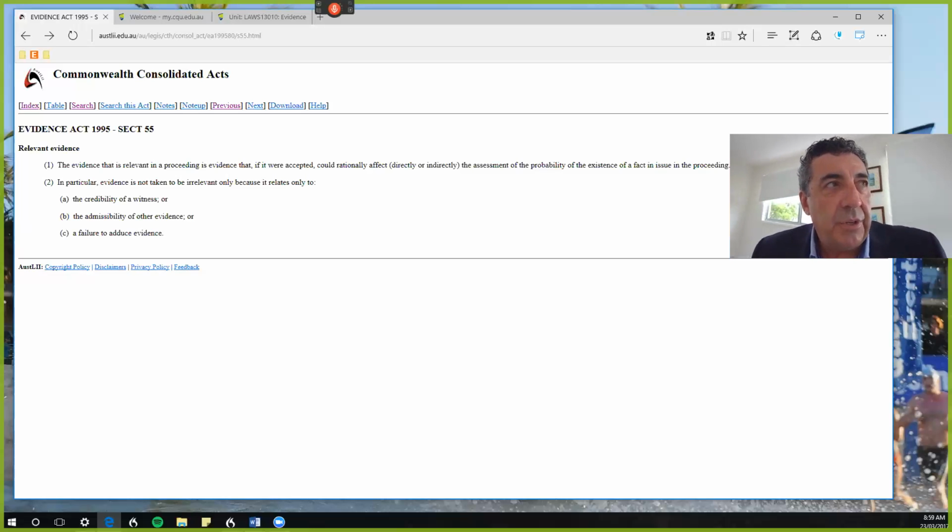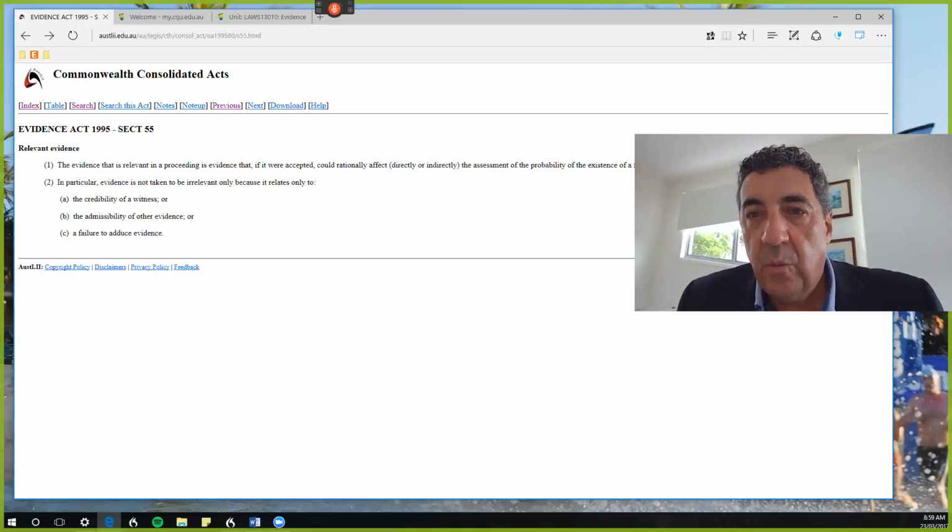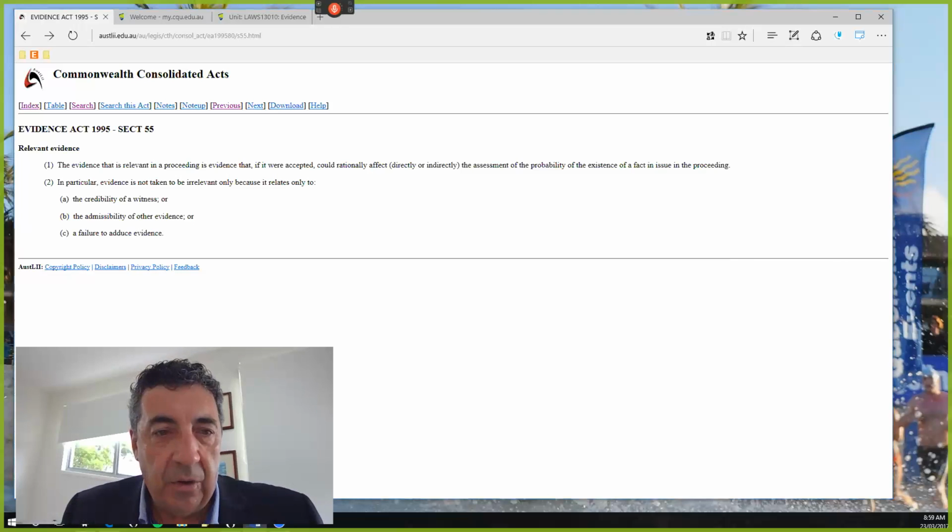So evidence is not taken to be irrelevant, this is subsection 2, only because it relates to credibility of a witness, the admissibility of other evidence, or failure to adduce evidence. So think about that in the context of what you're trying to prove in this case. And I mentioned that what we don't want is a situation where people are producing evidence which is relevant but not particularly important. We want to try and avoid that situation if we can. And lawyers talk in terms of difference between bare evidence, which is relevant but really not that important, as opposed to relevance in the context of something that is material.